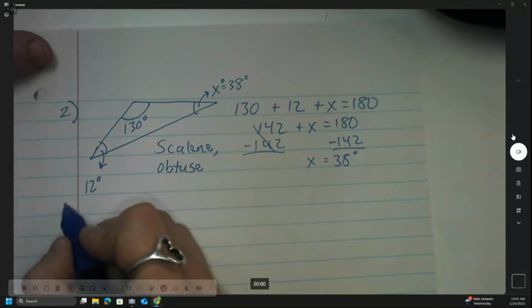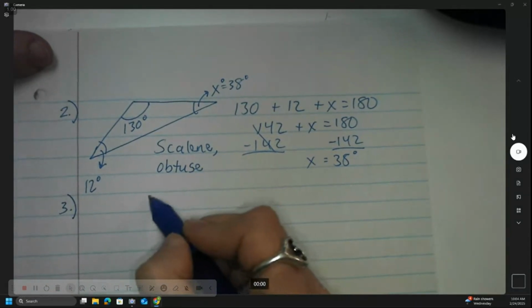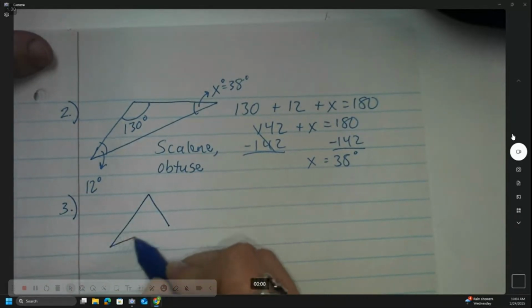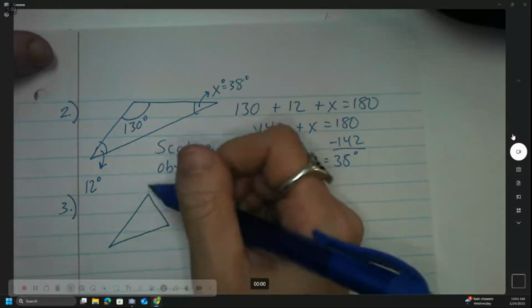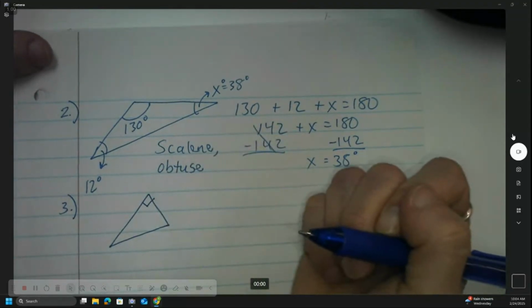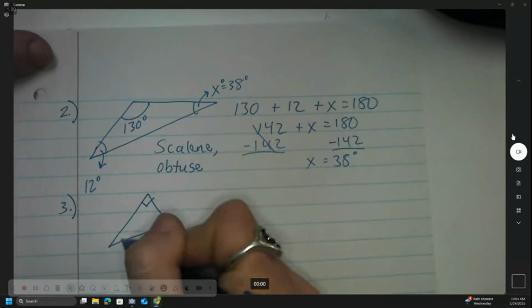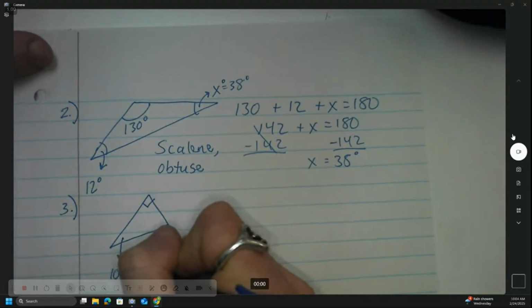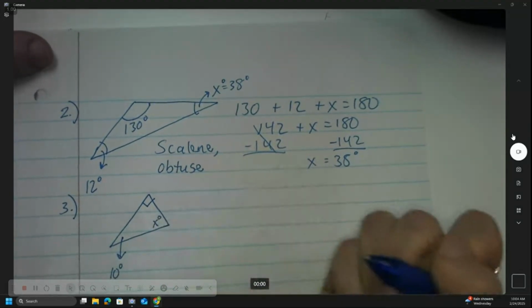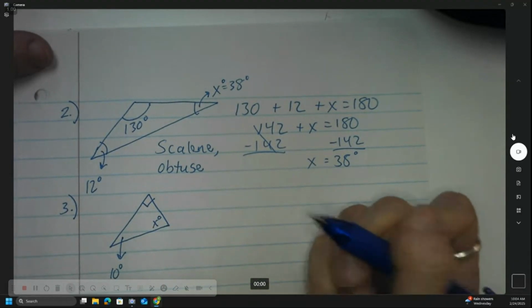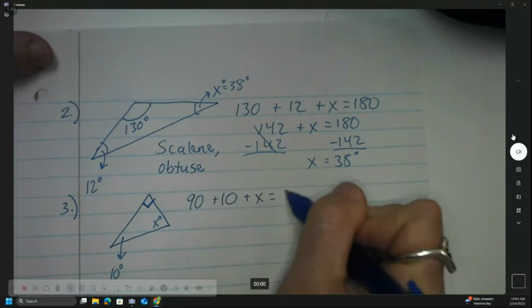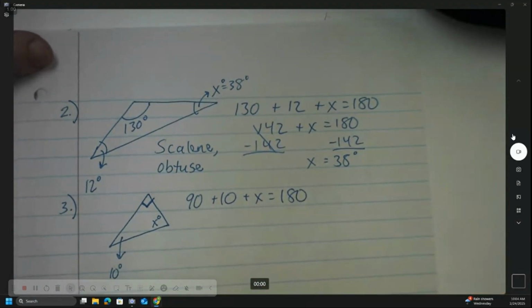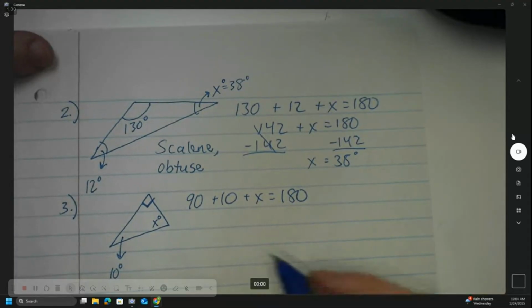Let's do one more. Number 3. I'm going to go ahead and draw it kind of funky. I'm going to go ahead and say that this is a right triangle. It's just upside down. And this guy is 10 degrees. And we got to solve for x. Well, I know 90. Right there. The box gives it away. Plus 10 plus x is going to equal 180 because remember, all angles in a triangle equal 180.